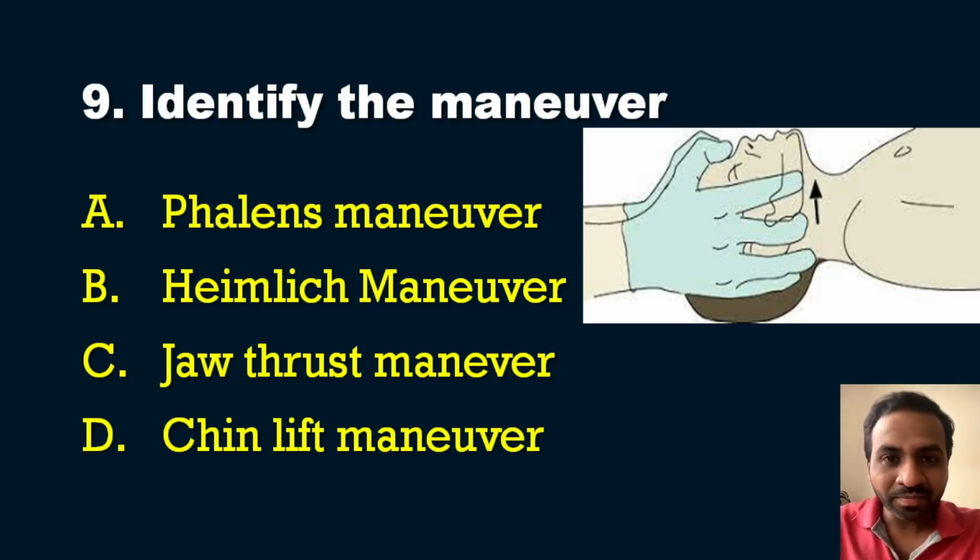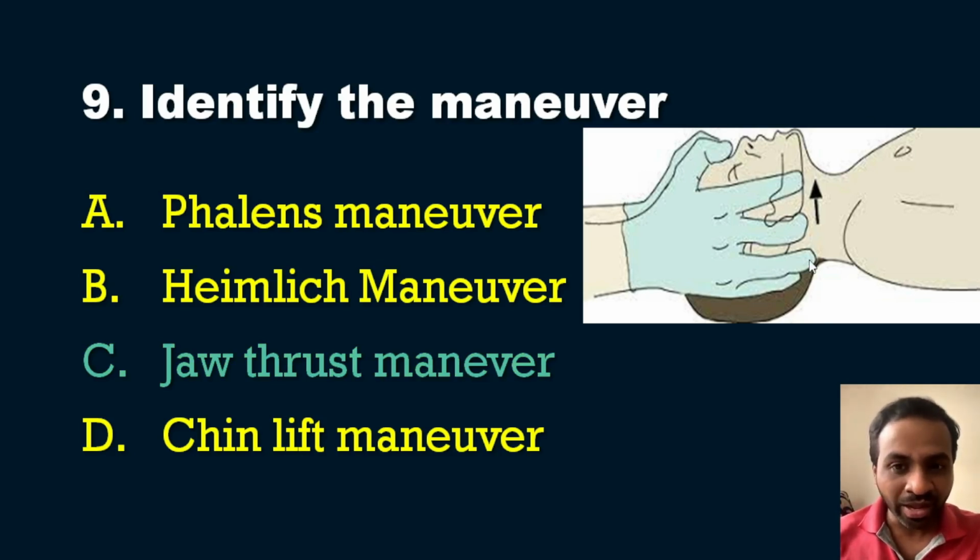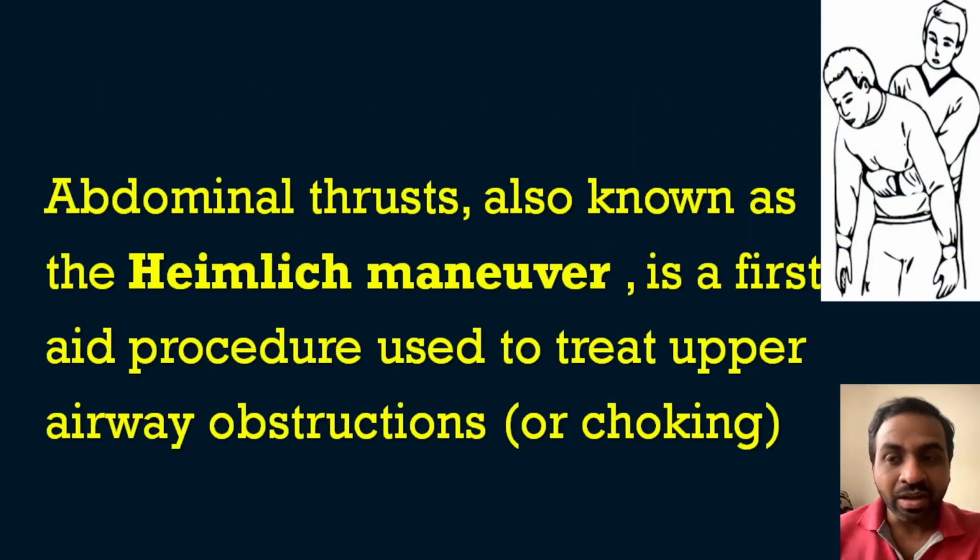So what is the answer? The answer is option C, that is the jaw thrust maneuver. We will see the other maneuvers with the help of pictures. First of all we will see about the Heimlich maneuver. This is the picture of the Heimlich maneuver, otherwise known as the abdominal thrust. Abdominal thrust, also known as the Heimlich maneuver, is a first aid procedure which is used to treat upper airway obstruction or choking.